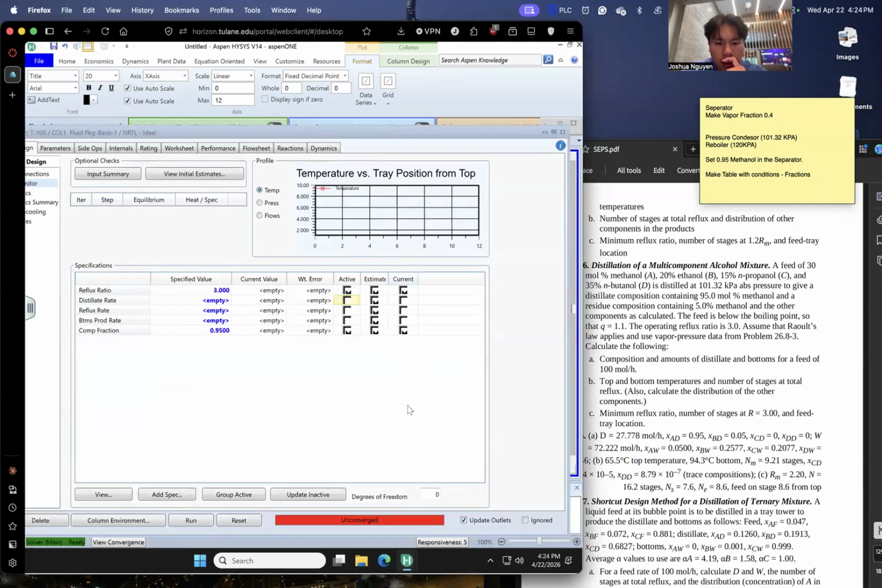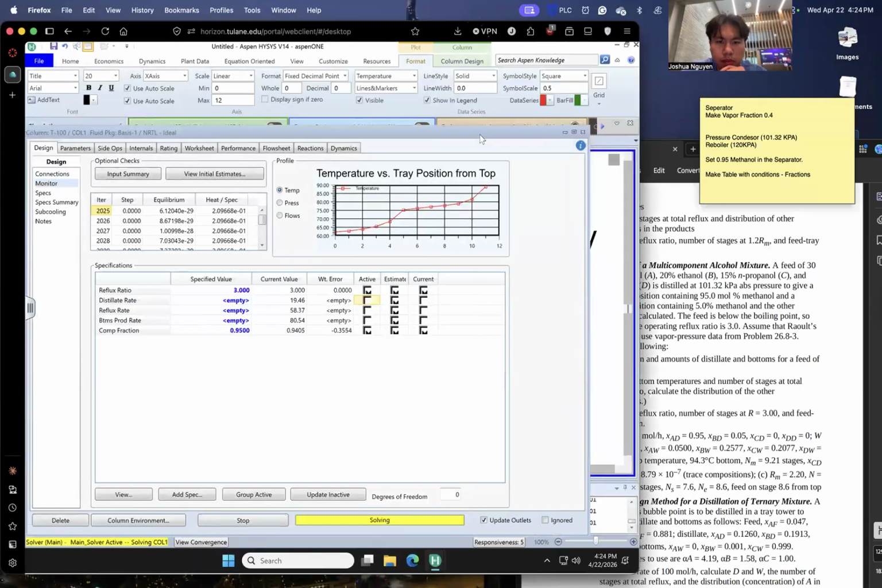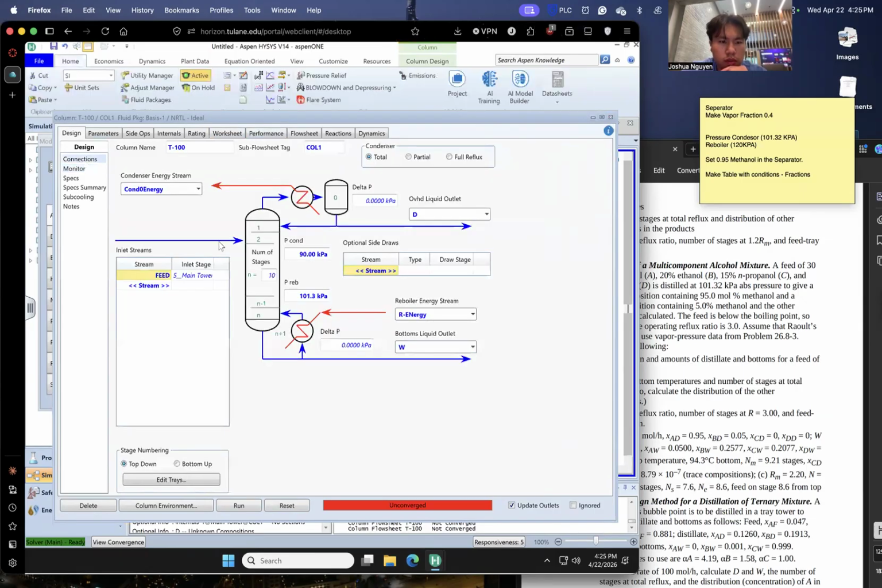Right. This should be unconverged now. Then we have 0 degrees of freedom. So let's see if it solves there. Yeah, it's taking a while. It's even getting pretty close to 95. There. Reflux ratio is 3. Let me try adding a few more stages.